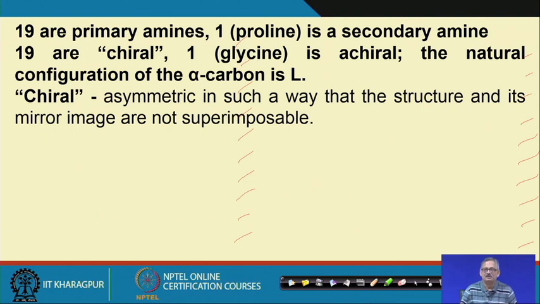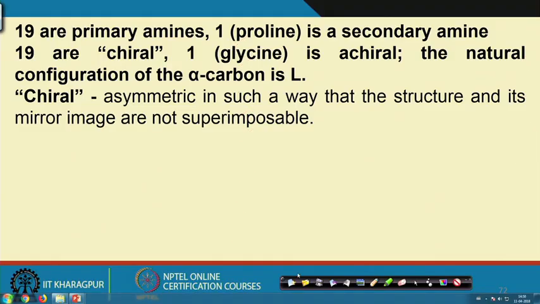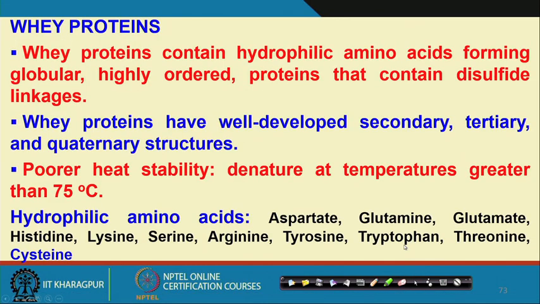So this also adds to the information of the previous class on amino acids, right? Now we'll go forward for today, that is other proteins, right? So that is whey protein, right? We said earlier when we were talking about protein that casein is around 80% and whey protein is around 20%, right?